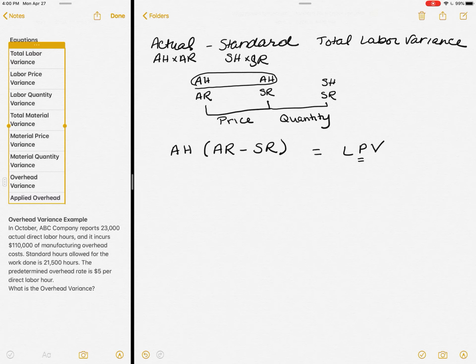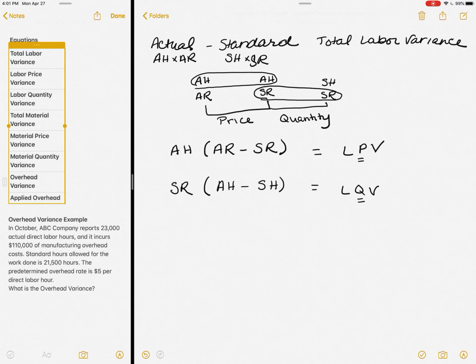The second component of our total labor variance is our labor quantity variance. Here we're focused on quantity. So if I go back up to this chart, I can see there's a common factor of standard rates. So I'm going to pull that out, and I'm going to take my standard rate and I'm going to compare it to the difference in quantity. When we're talking about labor, our quantity is hours. So I take my actual hours and I subtract my standard hours. And that will equal my labor quantity variance.